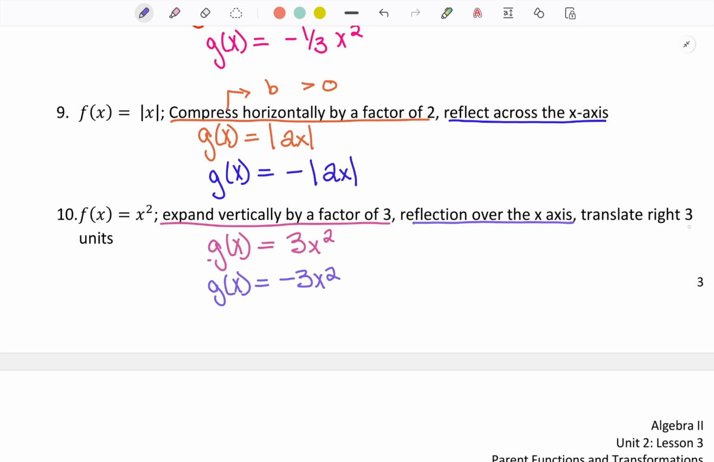And then we're going to translate it to the right 3 units. So this is going to go on the inside of a grouping symbol. Since we don't already have one, we're going to have to add some. So since this is quadratic, we're going to leave the negative 3 on the outside. And then in the parentheses, we're going to have x. And since we're going to the right, it's going to be minus 3, squared.